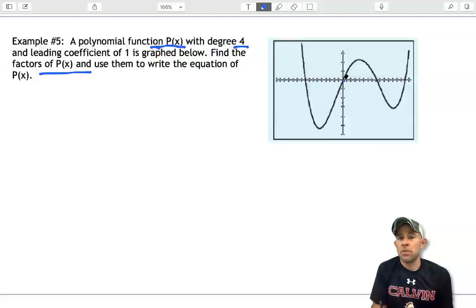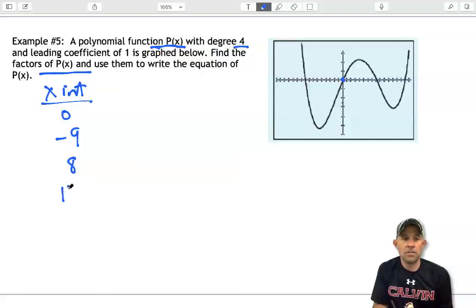So let's start with the easiest one here. I definitely have an x-intercept of 0. Actually, let's make a column for these. So here we go. Our x-intercepts are 0. And if I count to the left, I think that's a -9 is an x-intercept. And if I count out to the right, I'm going to have 8 and 15. So these are my x-intercepts: 0, -9, 8, and 15.